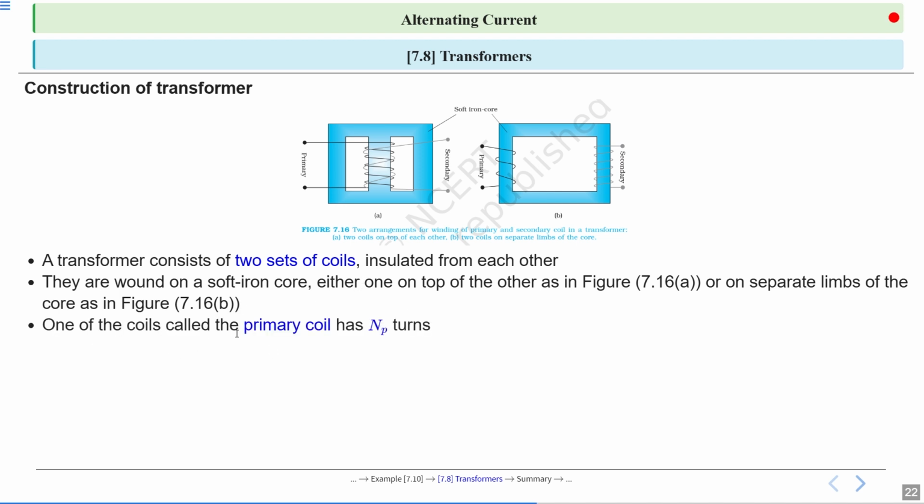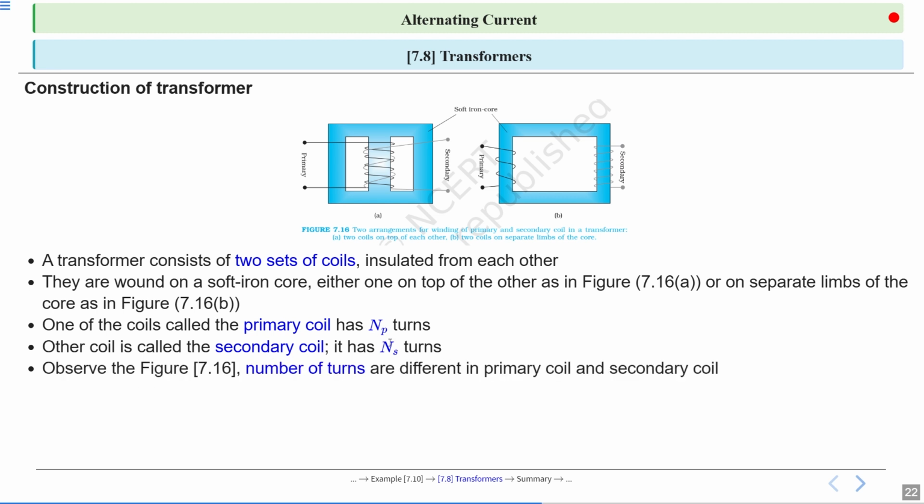One of the coils, called the primary coil, has NP turns. The number of turns will be different for both coils. It depends upon whether we are stepping up or stepping down the voltage. Which coil has more turns depends on the type of transformer. This is the primary coil, and the other coil is called the secondary coil. It has NS turns.